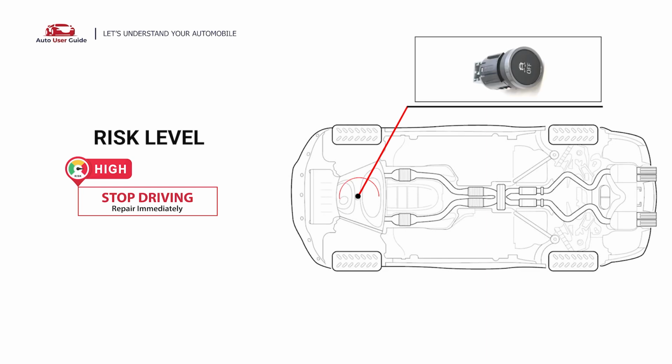This engine code indicates that your vehicle's PCM has detected a problem in the electrical circuit that supplies power to the Transmission Control Module, TCM. This interruption in the power signal can prevent the TCM from functioning correctly. Under this circumstance, stop driving and repair your vehicle immediately.